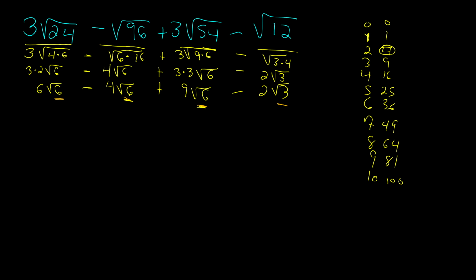So 6 minus 4 is 2. 2 plus 9 is 11. So I have 11 square roots of 6 here. And then this 2 root 3 I can't do anything with. And that's the simplest answer I can get from this.